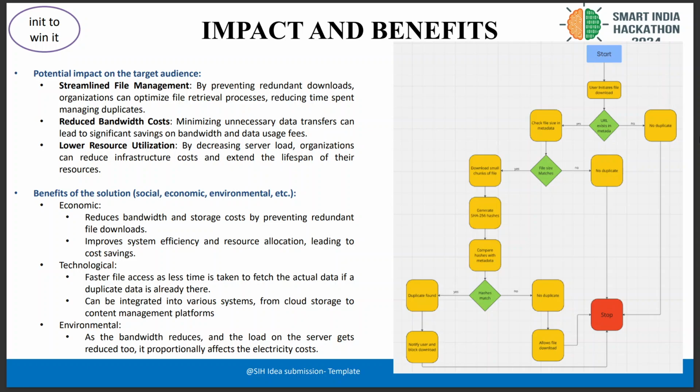file download. If the URL is not in the metadata, then it will say it is not a duplicate. If it is in the metadata, then it will check the file size. If the file size is not the same, then it is not a duplicate and it will stop. If it is the same, it will go on to the hashing part. And if the hash is the same, then it is declared a duplicate. Otherwise it is not.